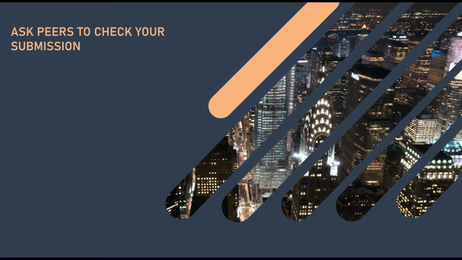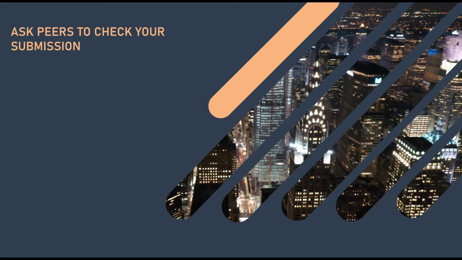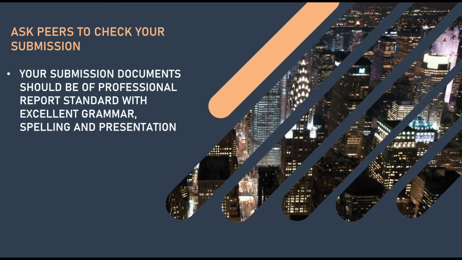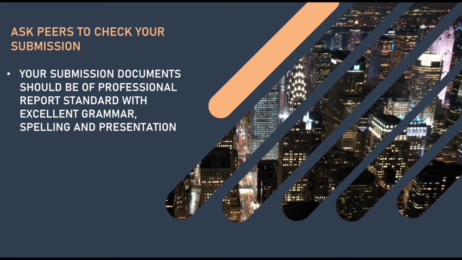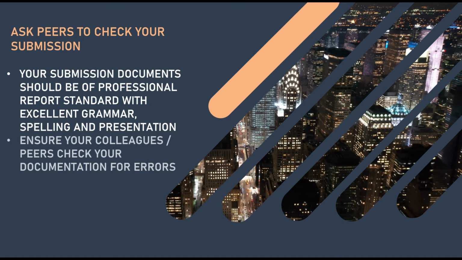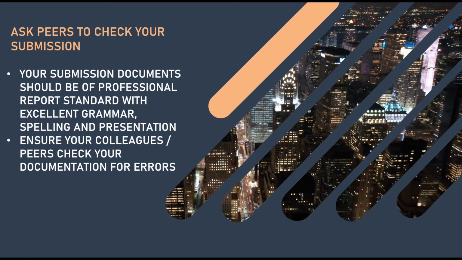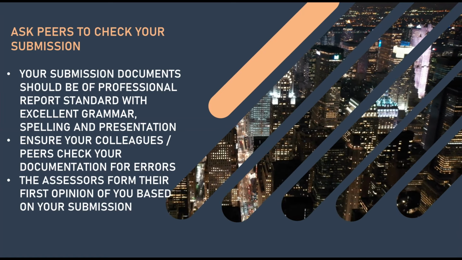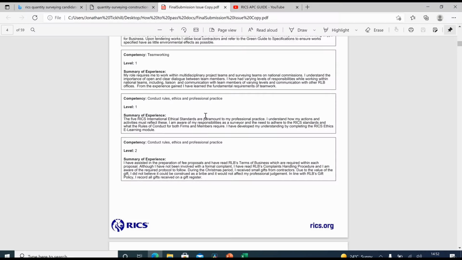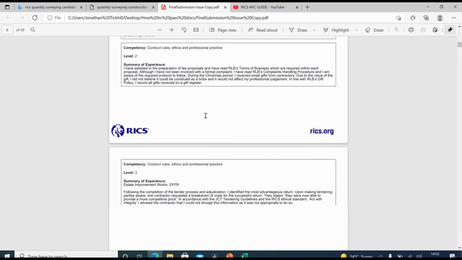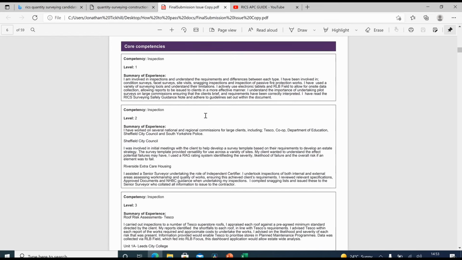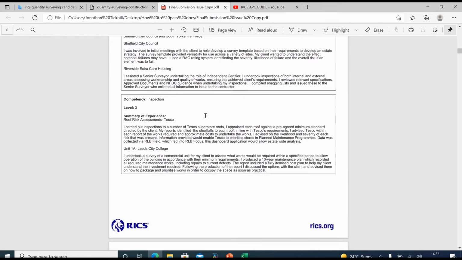Another important piece of advice I would give is to ask your peers and colleagues to check your submission documents thoroughly. Remember that your submission documents should be of a professional report standard with excellent grammar, spelling and presentation. Ensure that your colleagues and peers check your documentation for errors, and remember that the assessors do form their first opinion of you based on your submission documentation. As mentioned, these should be of a professional report standard, and to support with this, there are examples of successful APC submissions in the link in the description below.